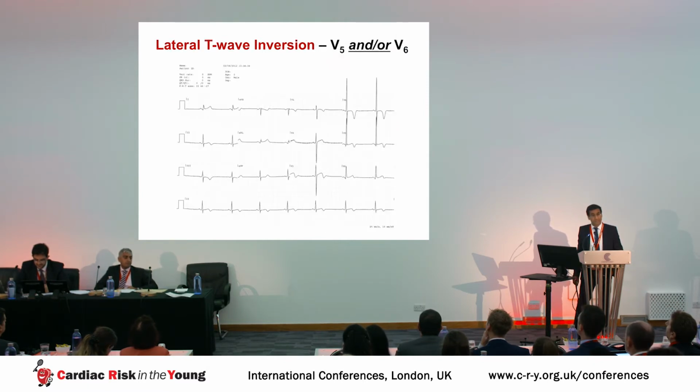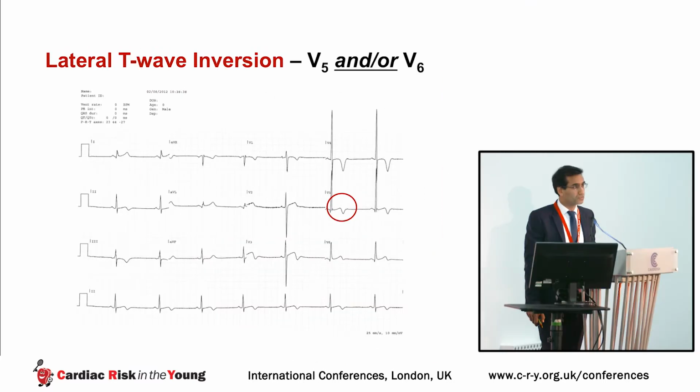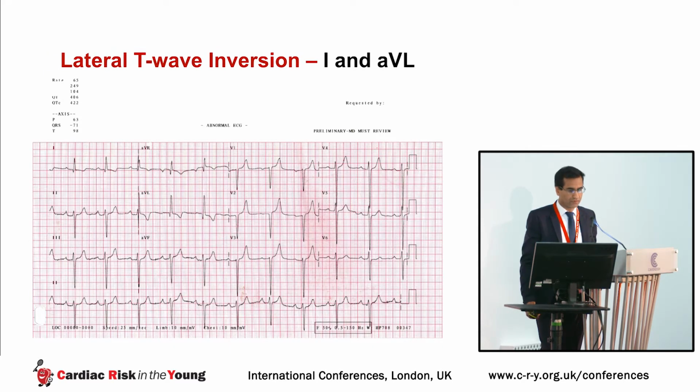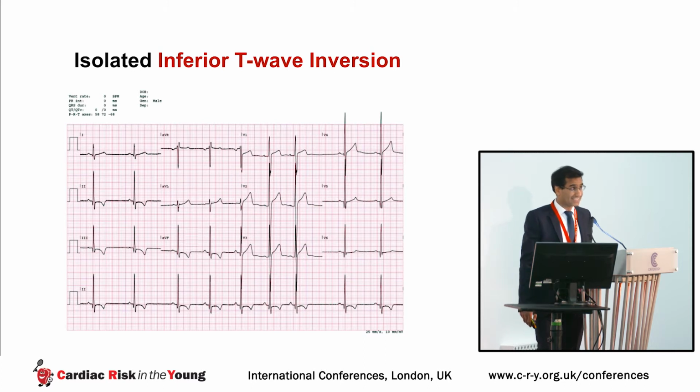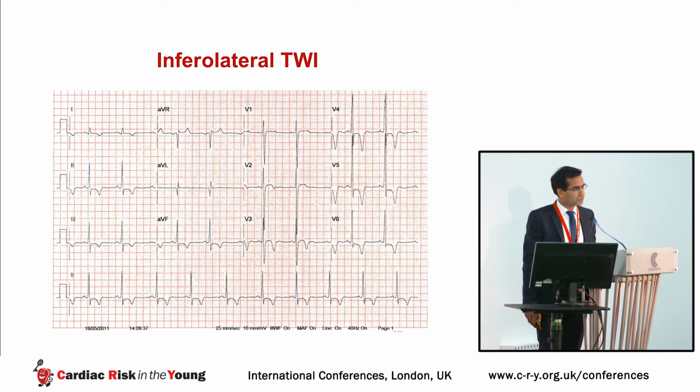This is a very similar ECG, but note on this occasion the T-wave inversion is only found in V5. Now, this would still be classed as abnormal. Remember, the guidelines say V5 and or V6. It doesn't have to be present in both V5 and V6 to be classed as abnormal. And when it comes to lateral T-wave inversion, of course, don't forget the other lateral leads, 1 and aVL. Moving on, T-wave inversion can be found isolated in the inferior leads, so here 2 and aVF, including lead 3 in this example. And finally, infralateral T-wave inversion is obviously a combination of the two.